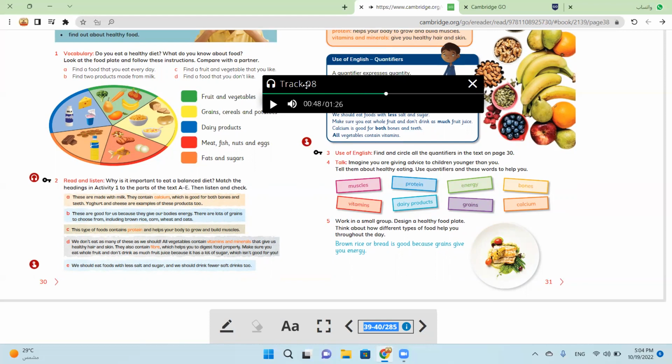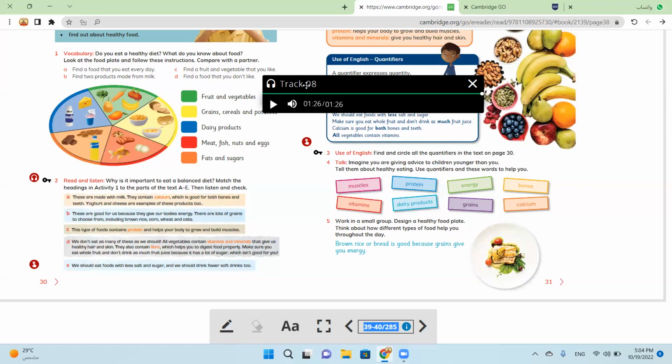D. Fruit and vegetables. We don't eat as many of these as we should. All vegetables contain vitamins and minerals that give us healthy hair and skin. They also contain fibre, which helps you to digest food properly. Make sure you eat whole fruit and don't drink as much fruit juice because it has a lot of sugar, which isn't good for you. E. Fats and sugars. We should eat foods with less salt and sugar, and we should drink fewer soft drinks too.